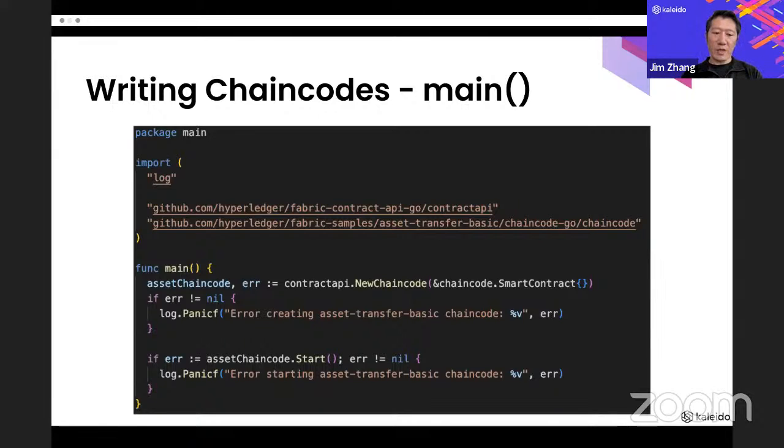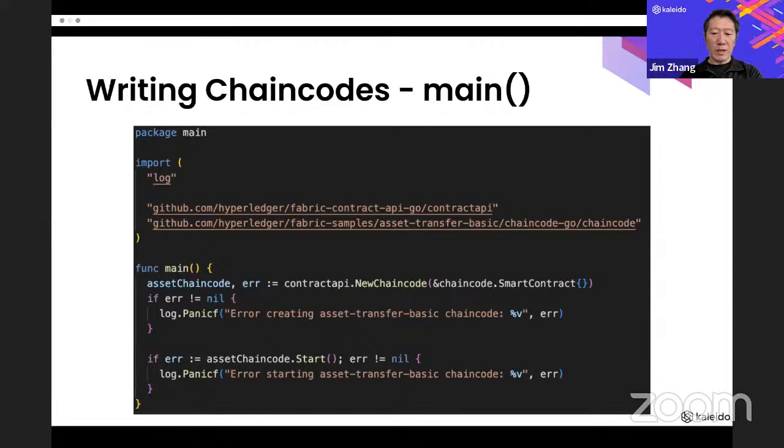But the majority of the landscape is adopting 2.0 or above anyway, so let's focus on this. As I mentioned, your chaincode itself is a separate process. The main entry point to your chaincode is basically to instantiate the chaincode instance and start it as a listening server.